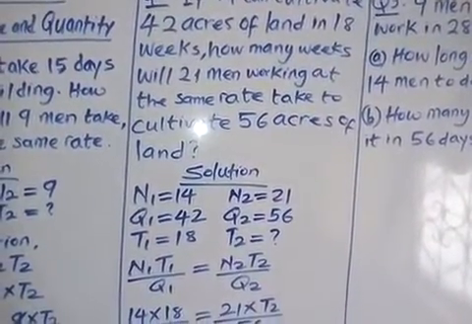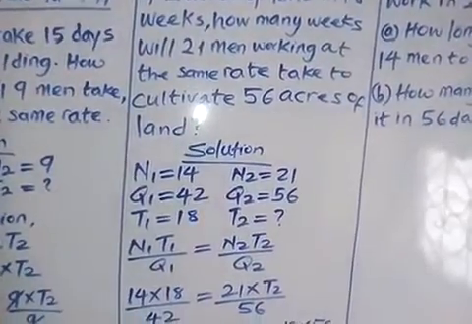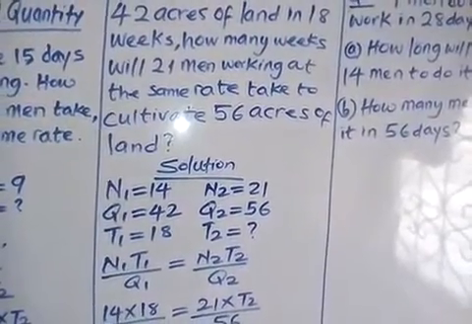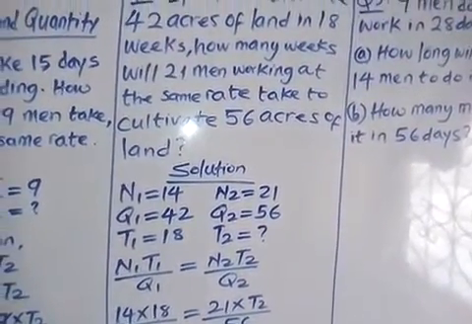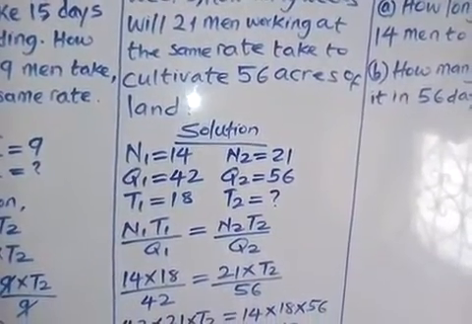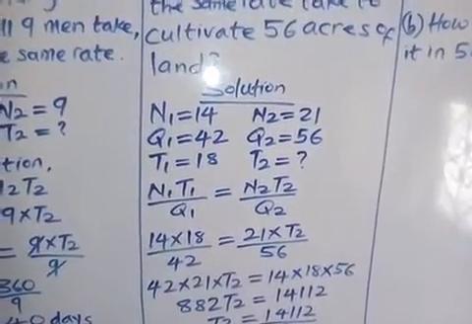Our T1, how many weeks? Weeks is a function of time. So our T1 equals 18. Our N2 is 21. Our Q2 is 56 from the question. So what we have to find is T2. T2 is the unknown.